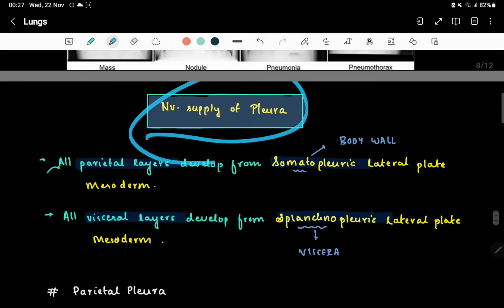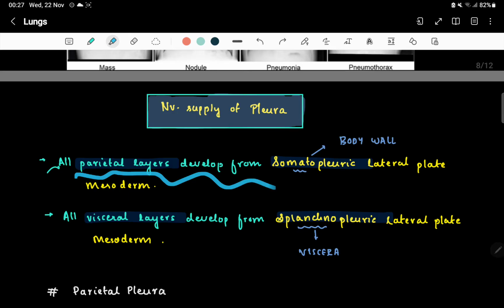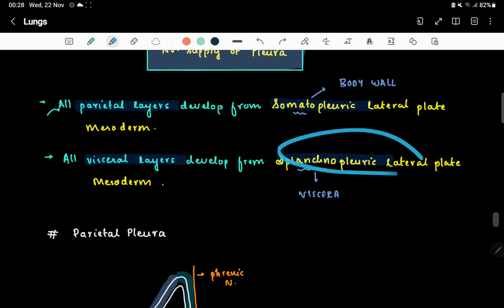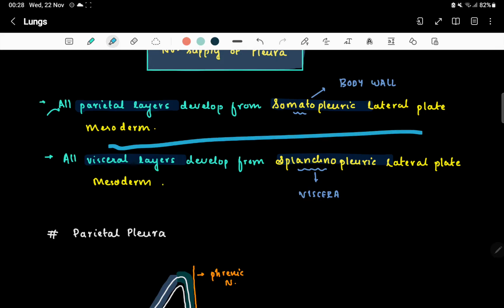Let's discuss the nerve supply of the pleura. All parietal layers develop from the somatopleuric lateral plate mesoderm. Understood? All the visceral layers develop from the splanchnopleural lateral plate mesoderm. The parietal pleura is from the somatopleuric and the visceral pleura is from the splanchnopleural.